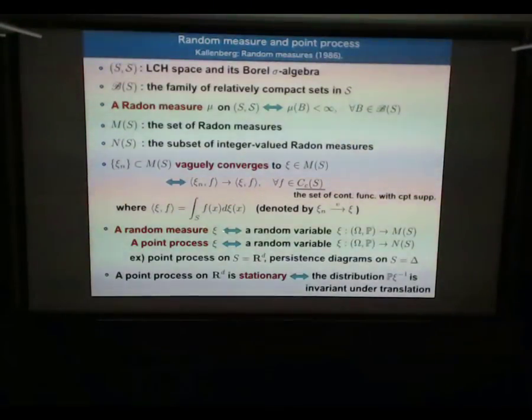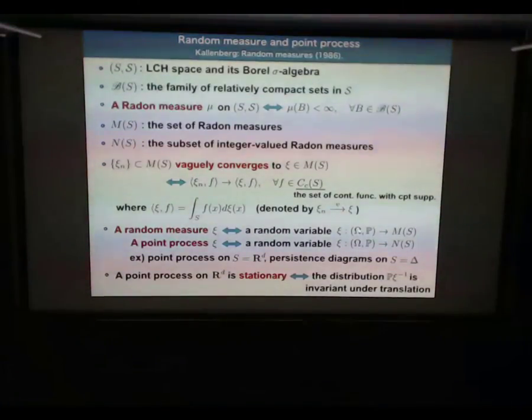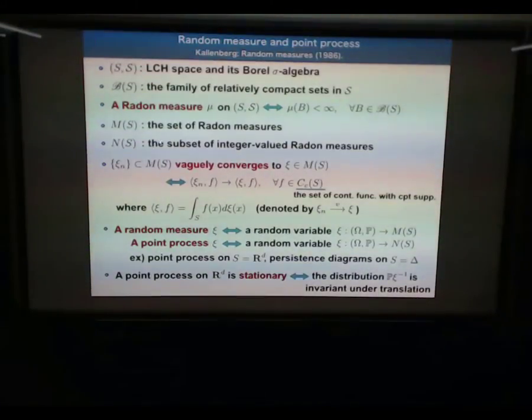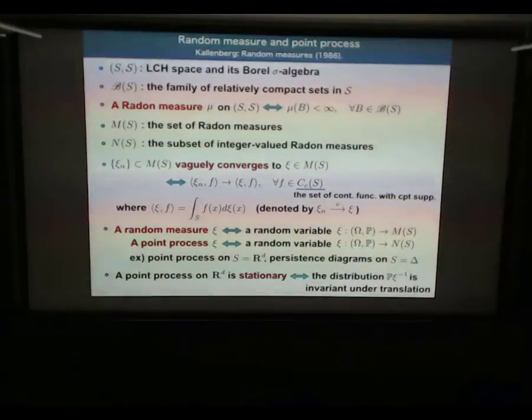And the random measure is nothing but a random variable from a certain probability space to M. The target is the space of random Radon measures. And the point process is nothing but a random variable from the probability space to the target. The target is the integer-valued Radon measures, like a counting measure.